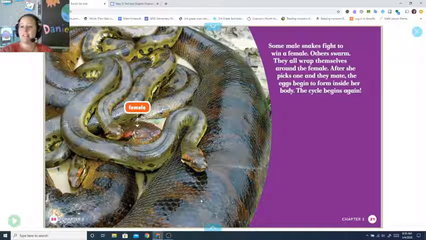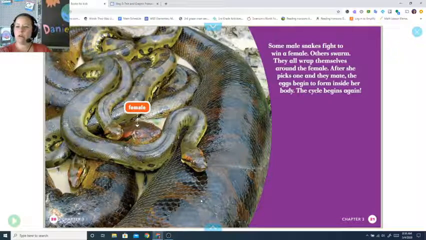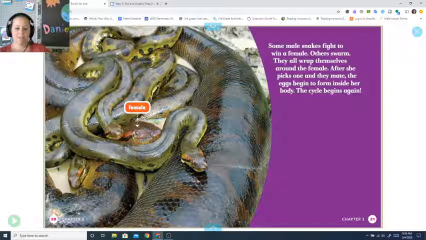So some male snakes fight to win a female. Others swarm. They all wrap themselves around the female. After she picks one and they mate, the eggs begin to form inside her body. Then the cycle begins again. Oh, that is a big, big snake. Okay, I believe that's the end of the book.